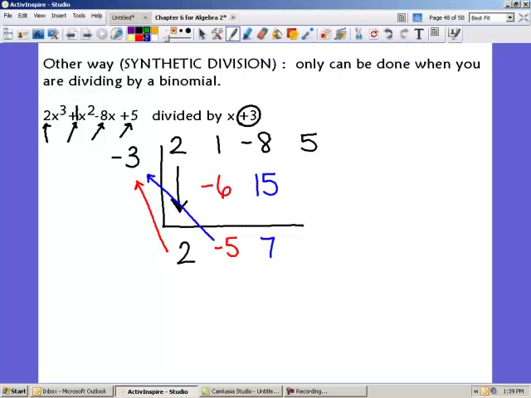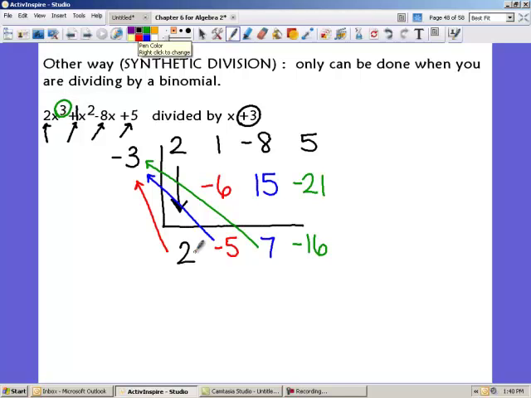Okay, and last, multiply again. 7 times -3 is -21. Add these together. 5 minus 21 is -16. Now what you have here are the coefficients of the polynomial that is the answer. And the only thing you need to recognize is that if you start with a x to the third, you're going to do 1 less than that.